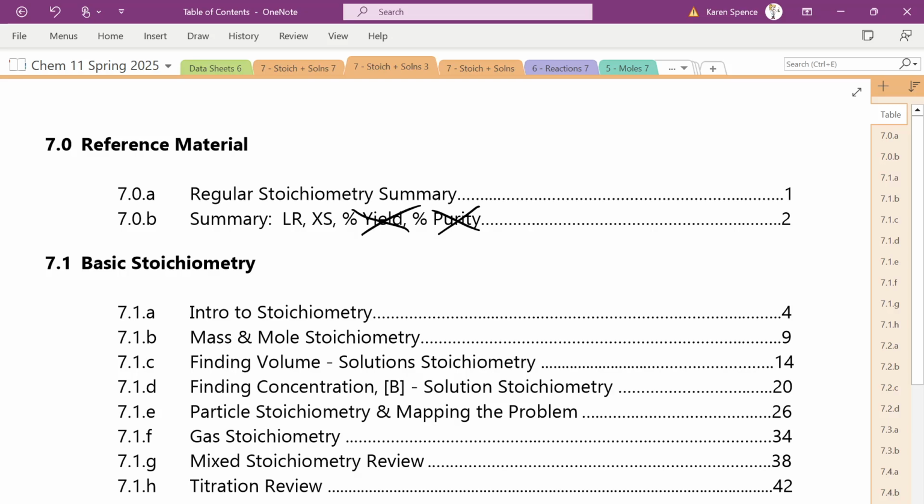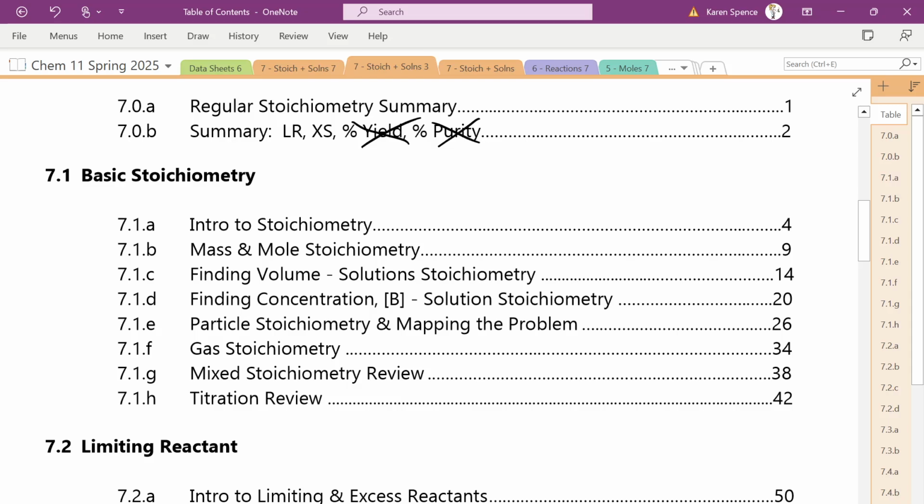All right. So obviously we have done 7.1b, c, and d. We have not done particle stoichiometry, gas stoichiometry, mixed stoichiometry. I feel like you could do it, but I'm not going to worry about it. So I'm just going to leave that, but you should be doing the titration review.